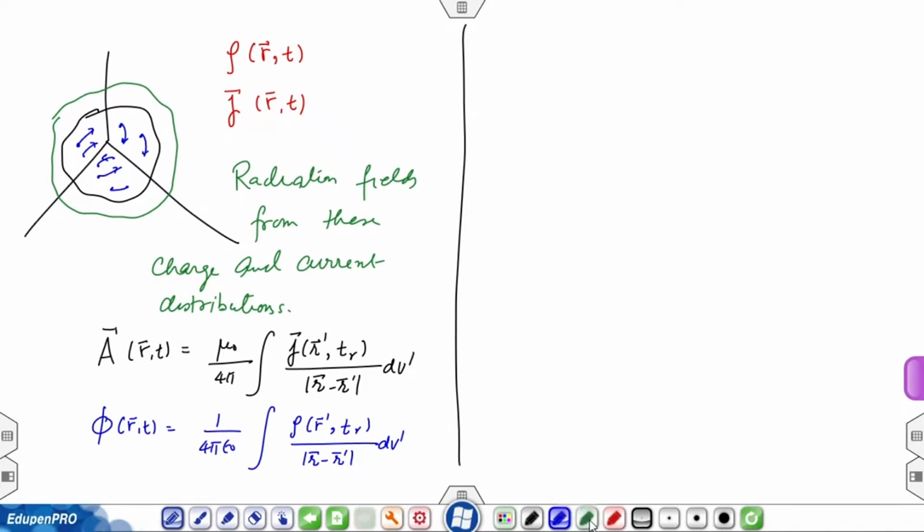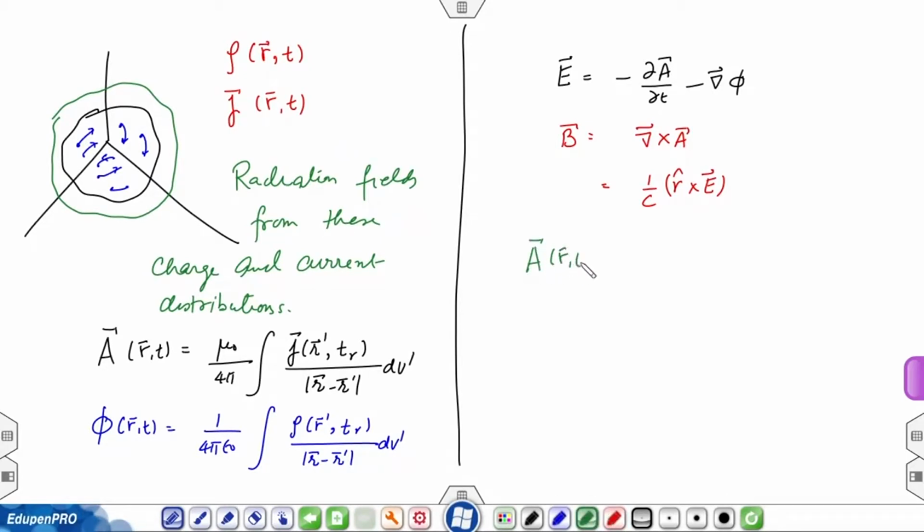And once we have these, you calculate the electric field as minus dA dt minus grad of phi, and the B field as curl of A, or in the radiation region it is also given as 1 over C r unit vector cross E. So, let us begin the calculation of the vector potential A r t, which is mu 0 over 4 pi integration J r prime t retarded over mod r minus r prime d v prime.